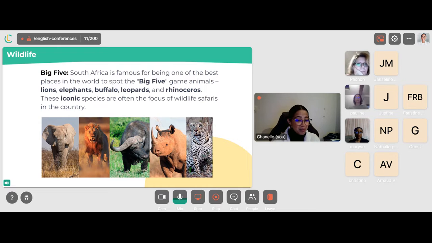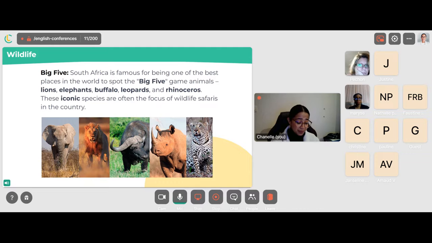When we look at the Big Five, unfortunately, there is one of these five that is on the endangered species list, and that is the rhinoceros. We did have a threat of having the lion go extinct, but they are no longer on the endangered species list. So now South Africa is doing its utmost to protect the rhinoceros against illegal poaching.